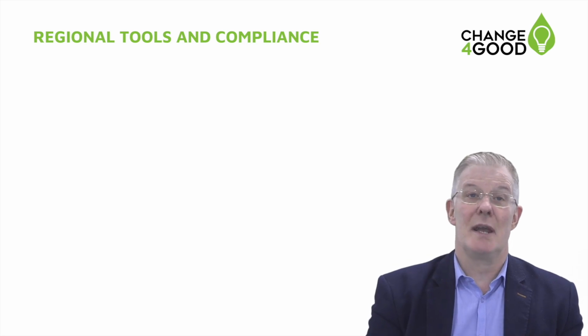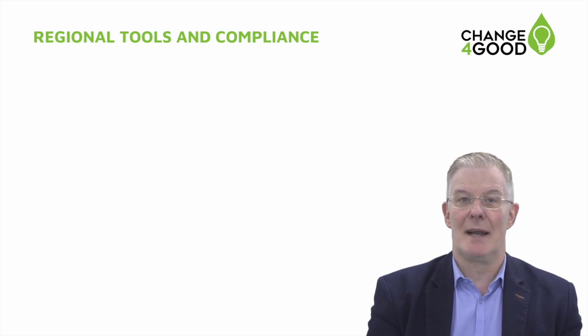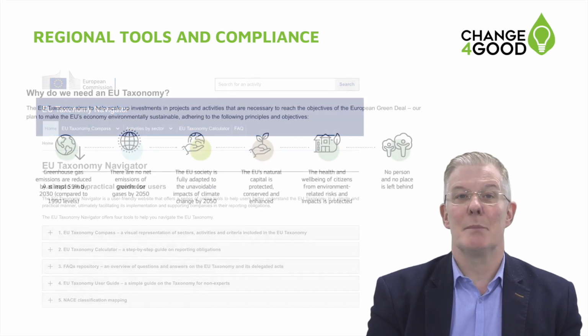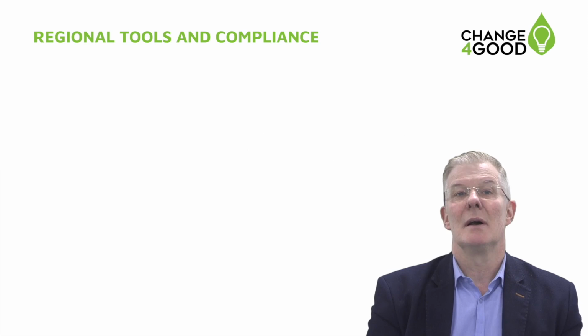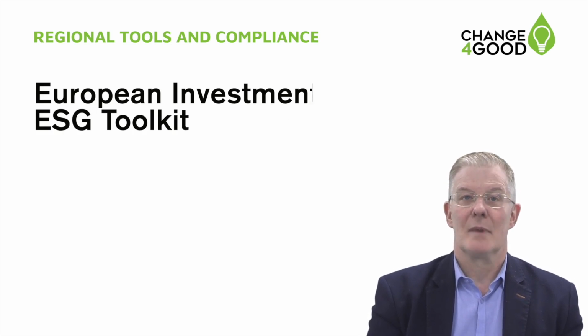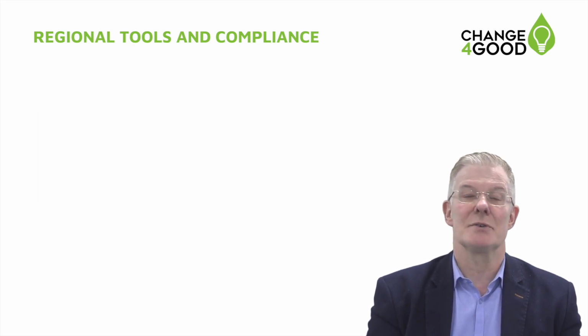In the EU, there's the EU taxonomy tool developed by the European Union to classify economic activities that can be considered environmentally sustainable. It helps investors identify and report on investments aligned with local, national, and EU sustainable development objectives. The European Investment Bank's ESG Toolkit is another example, offering tools and guidelines for integrating ESG factors into investment decision making and reporting, tailored for EU financial institutions and investors.